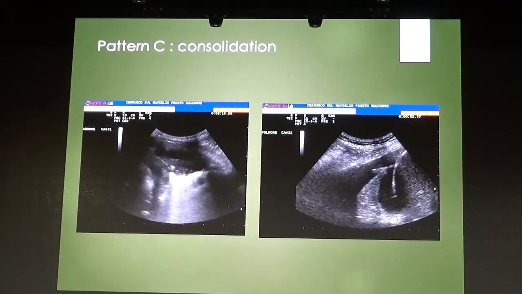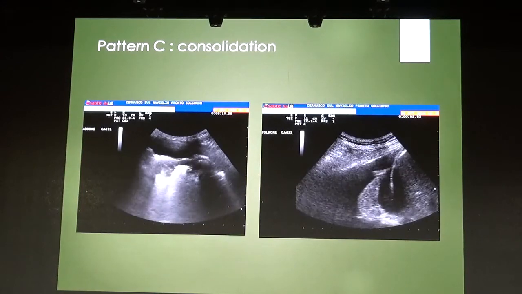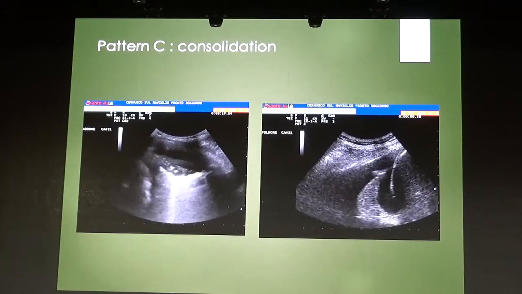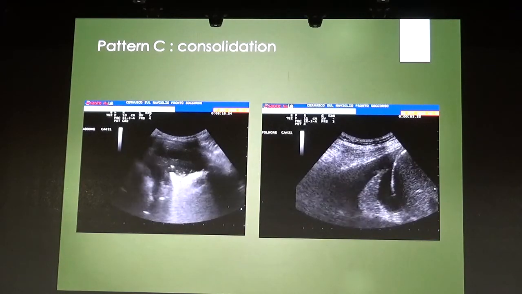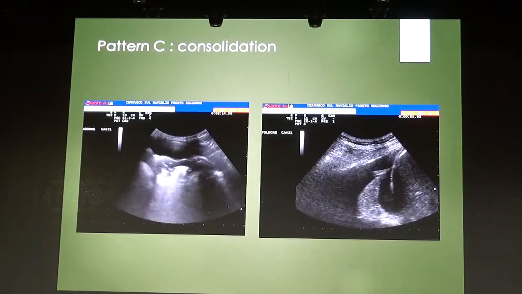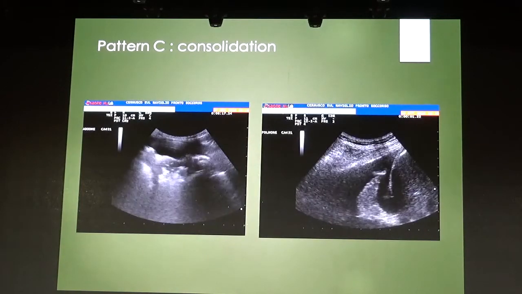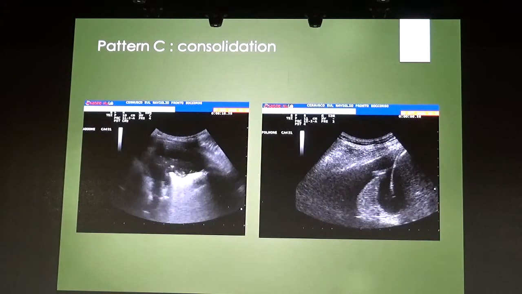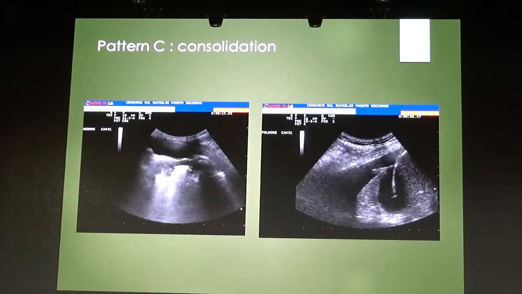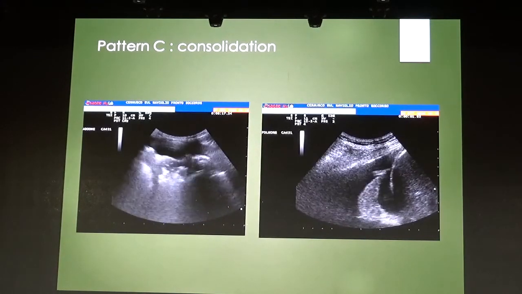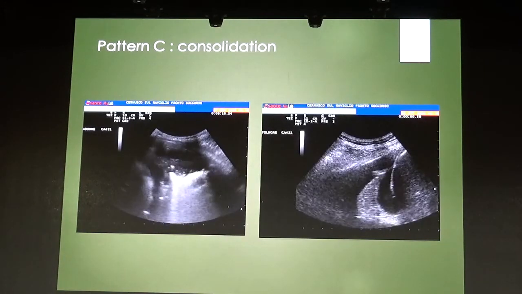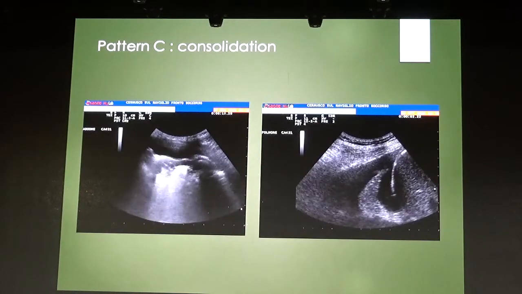There are 2 types of consolidations. On the left one you can see, in consolidation you start to see the lung anatomy, the lung structure, because it is collapsed, it has no air inside. But on the left side you can see this consolidation has some white lines and white dots that mean the presence of air inside the bronchi, so it's more characteristic of a pneumonia, while on the right side you can see no air inside the collapsed lung.